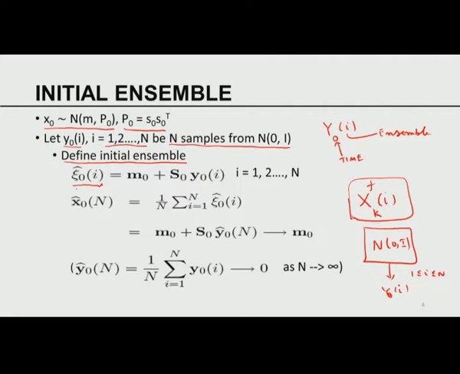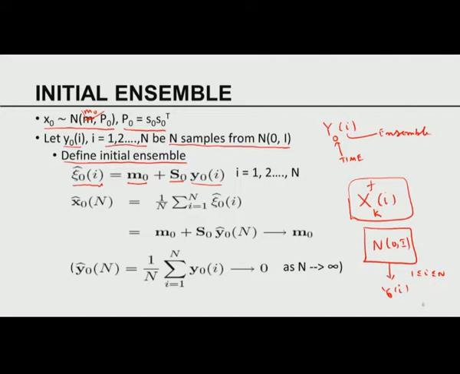So that is equal to m naught. So what is m naught? I'm sorry, I'm going to say this is m naught to be consistent with this. So let that be m naught. M naught, the mean of the sample, plus s naught, the Cholesky factor, times y naught i.